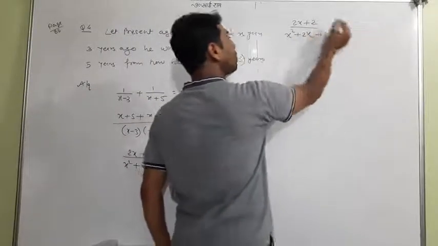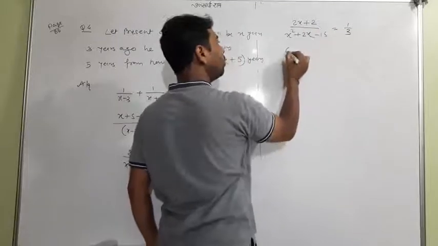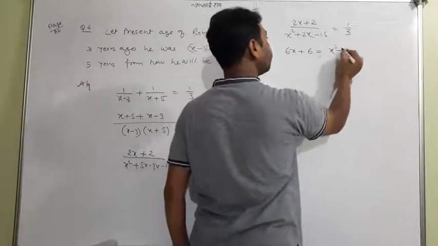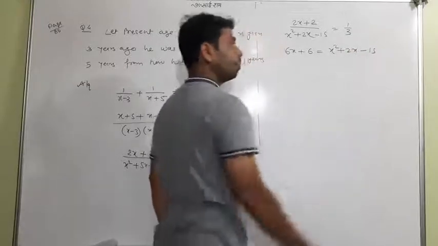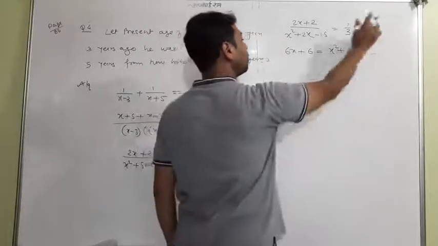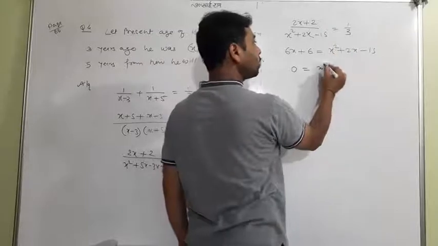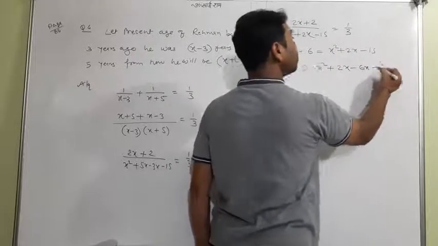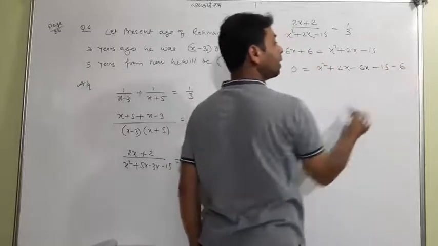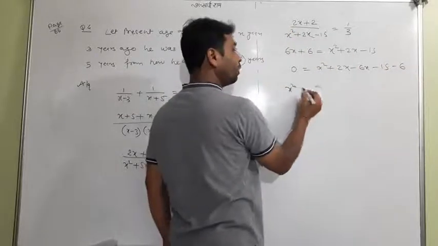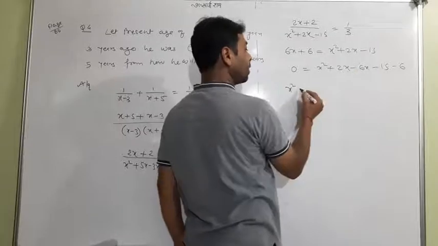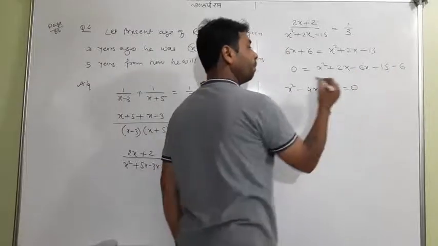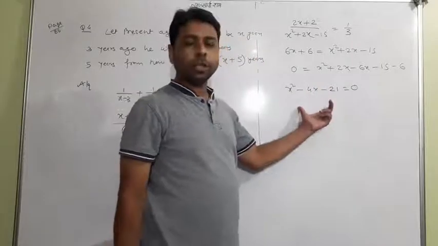Now do cross multiplication. 3 will multiply in both terms of the numerator, and this will multiply the denominator. Now I'll transfer all the terms to one side. So it is x squared, 2x minus 6x, minus 15 minus 6. I want to write the equation in proper format. 2x minus 6x is minus 4x, and the constants give minus 21, which is equal to 0. So a very simple equation has come.